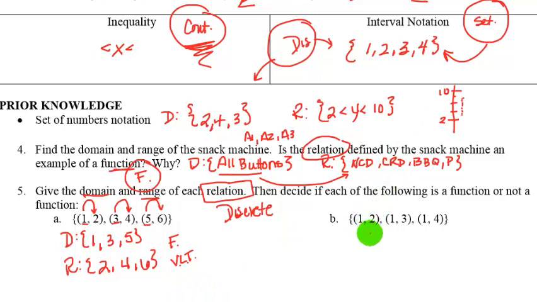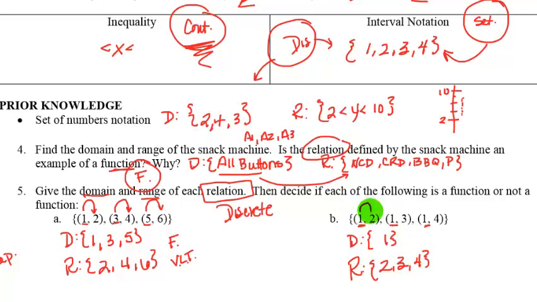Okay, so let's take a look at this relation here. Let's start by identifying our domain. Again, our domain is a set of the first values, and there are no repeats in domains and ranges. I'm only going to write 1 once, even though there are 3 of them here for my domain. Then I'm going to identify my range. My range is all the second values, so 2, 3, and 4.